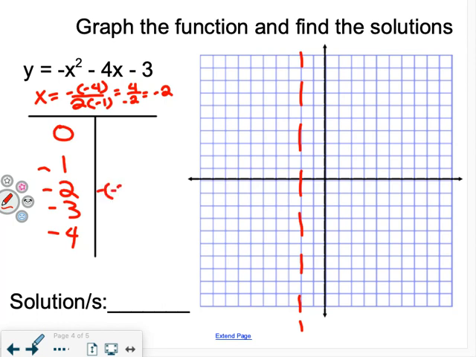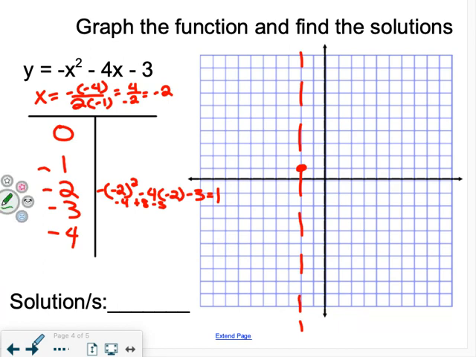So negative 2 squared minus 4 times negative 2 minus 3. Negative 2 squared is 4, but then we have a negative out in front. So this is really negative 4, so be careful there. Negative 4 times negative 2 would be positive 8 minus 3. So we really have 8 minus 7, which would get us positive 1. So at negative 2, we are at positive 1.